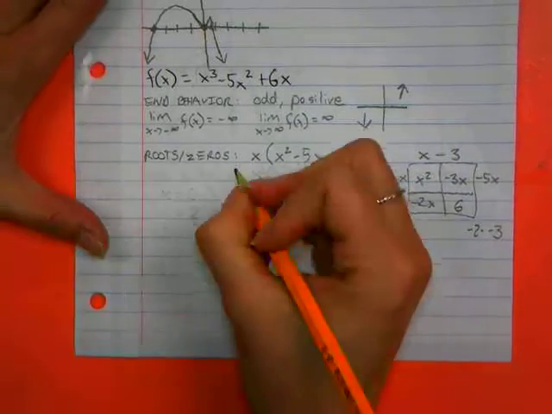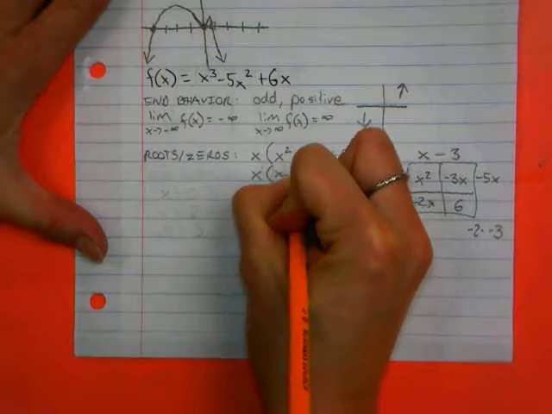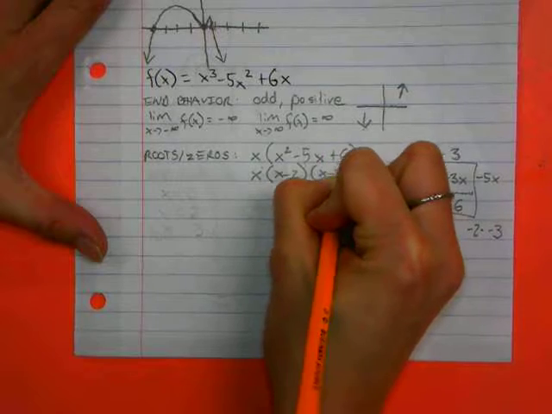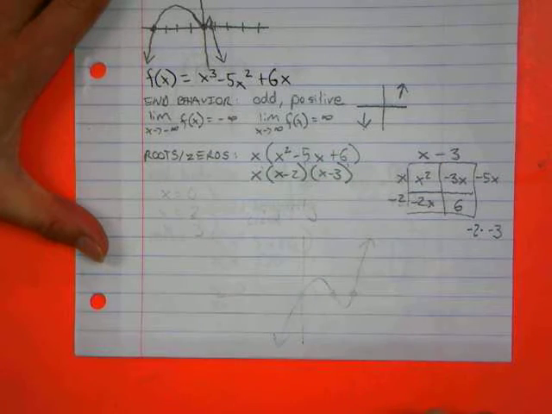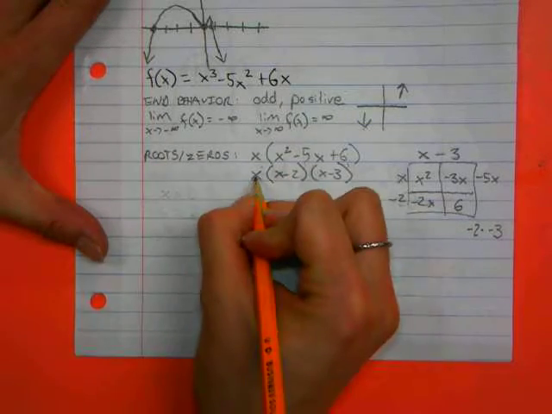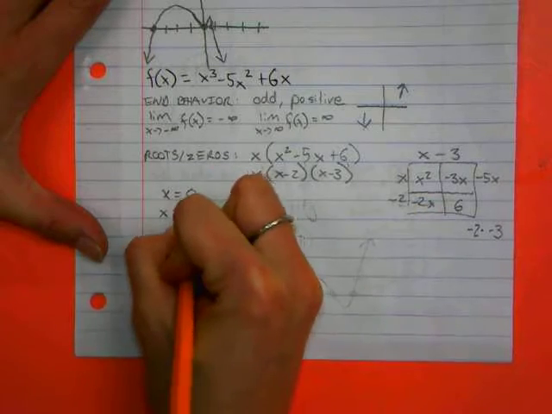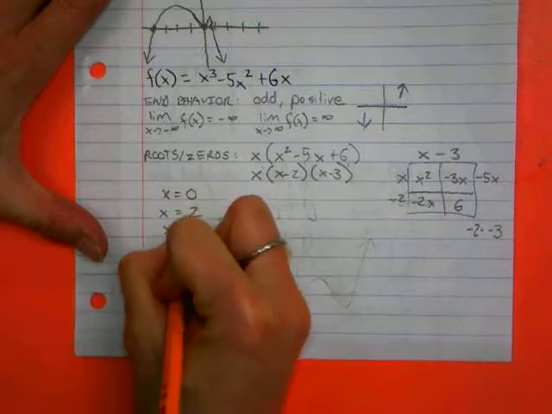So my final factored form of this polynomial would be x times x minus 2 times x minus 3. And that will help me to find my roots or my zeros. What x values would make this equal to 0? Well, for the first factor, just 0. For the second one, 2. And for the last one, 3.